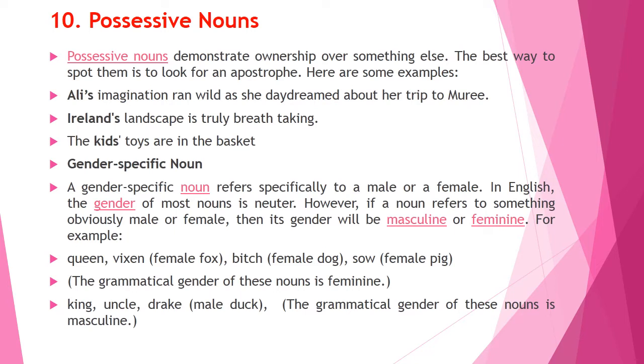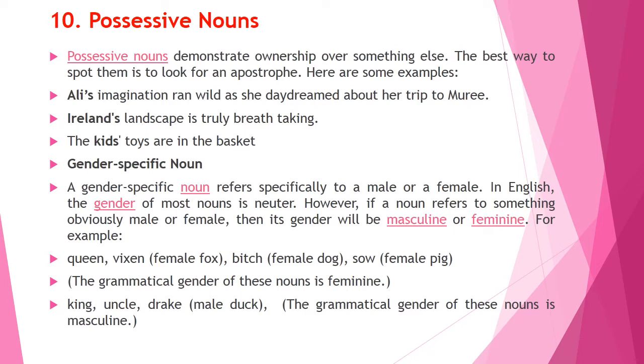This apostrophe is showing possession or ownership. Next type is called gender specific noun. A gender specific noun refers specifically to a male or a female. In English, the gender of most nouns is neuter. However, if a noun refers to something obviously male or female, then its gender will be masculine or feminine.